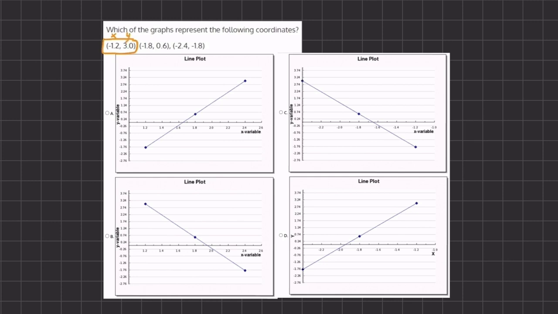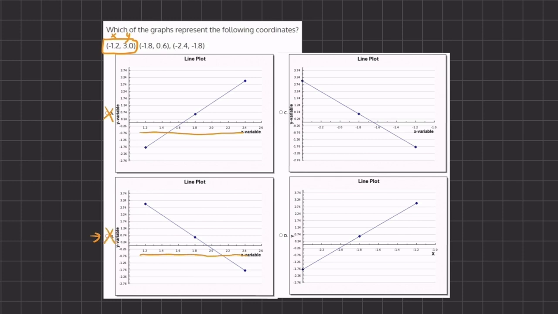So let's take a look at our first graph A, and if we try to find on our x-axis negative 1.2, we only find positive values, and therefore we are in the wrong quadrant, and A is the incorrect answer. Alright, so if we move on to B, which is over here, and if we again try to find negative 1.2 on our x-axis, it does not exist. We only have positive values, and therefore B is also not our answer.